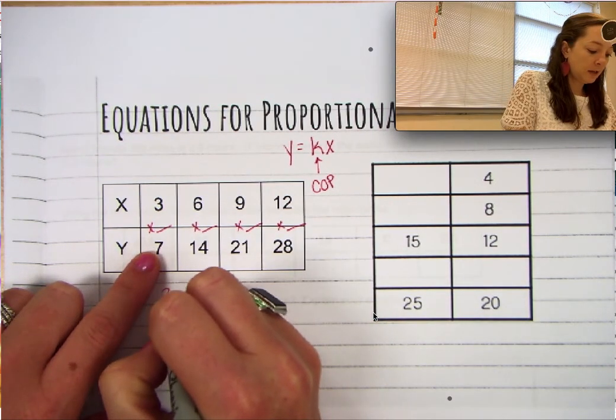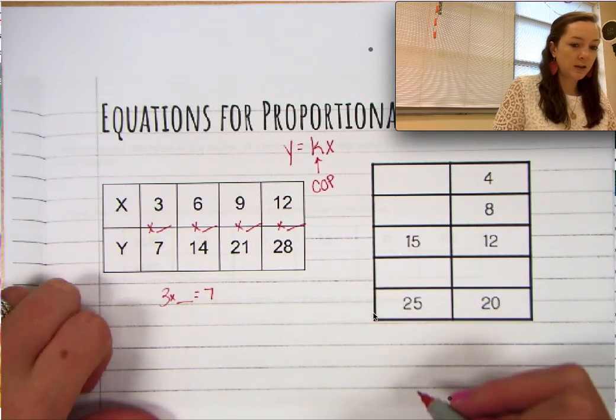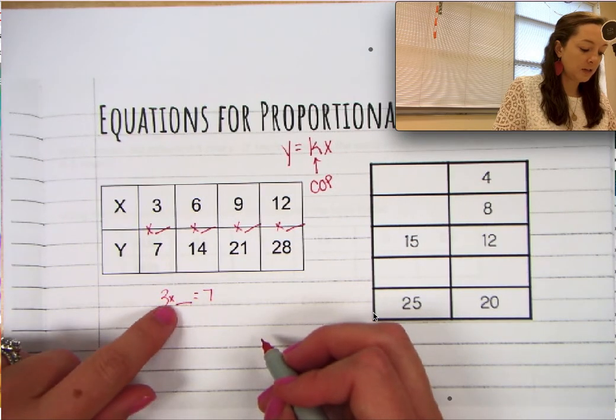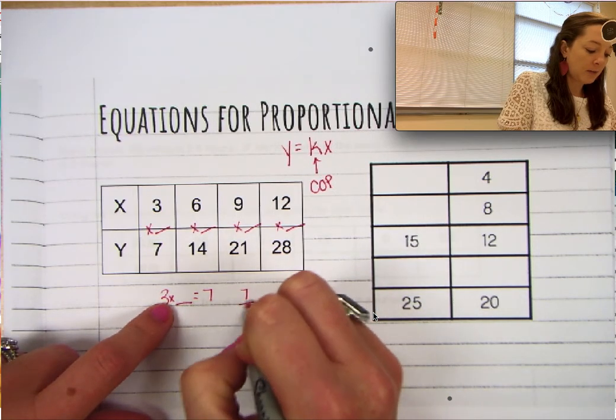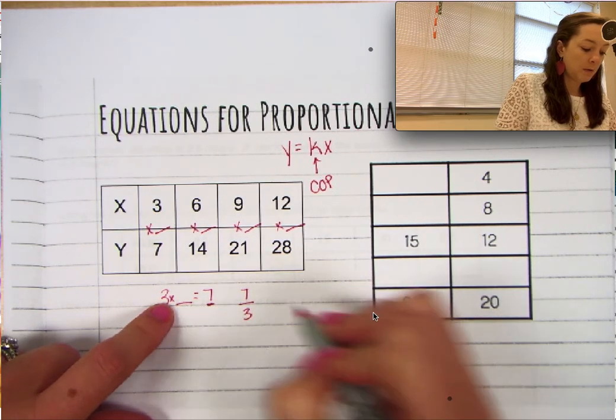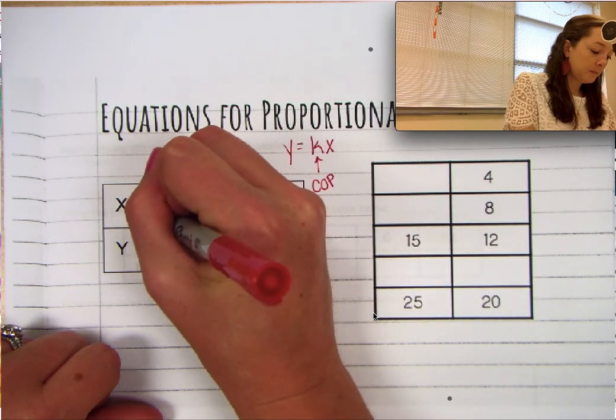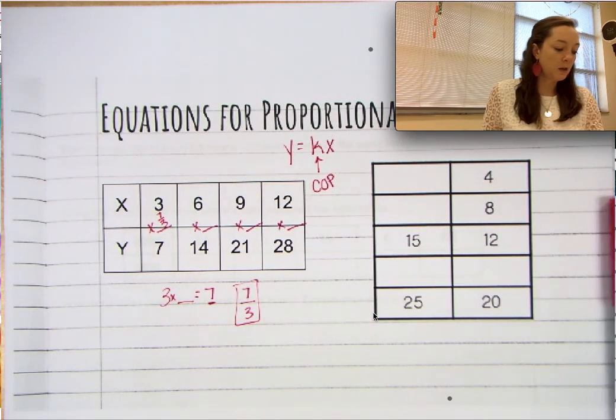So 3 times some number equals 7. I know I can use the inverse operation. Instead of multiplying by 3, I can divide my product 7 by 3. And I can't simplify this anymore, so I'm going to keep it. I get 7/3.